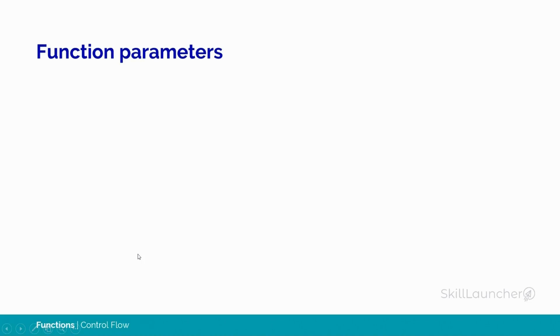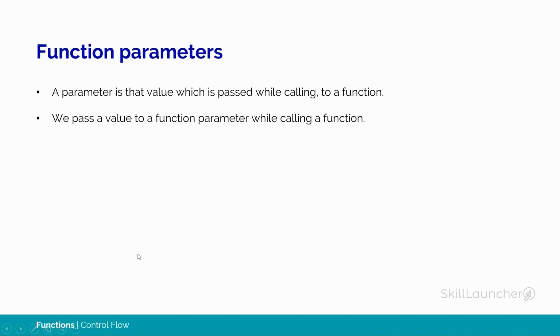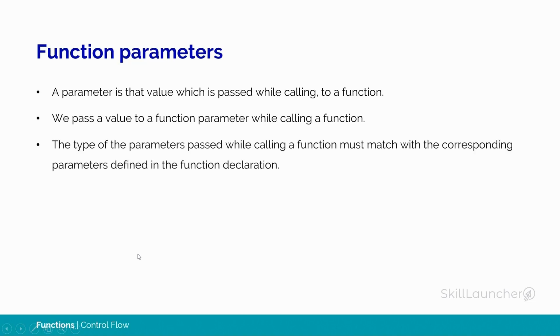If a function is to use parameters, it must declare variables that accept the values of these arguments. These variables are called the formal parameters of the function. A parameter is the value which is passed while calling a function. We pass a value to a function parameter while calling a function. The type of parameters passed while calling a function must always match the corresponding parameters defined in the function declaration. If we are passing a parameter of integer type, then the function definition must also contain a parameter which will catch the data of integer type, else it will throw an error.